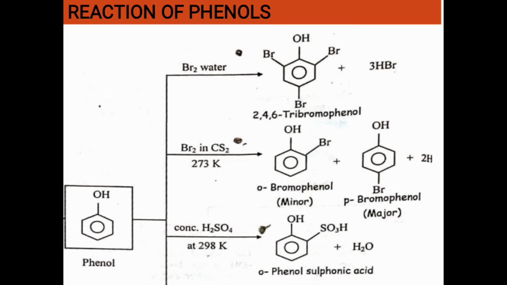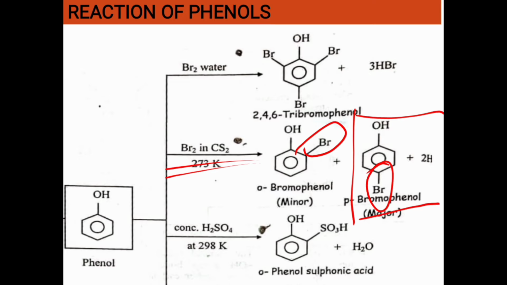Now the reaction of phenol. When phenol reacts with bromine water, both the ortho positions and the para position are occupied, resulting in the formation of 2,4,6-tribromophenol. As bromine is an ortho and para directing group, in the second reaction we can see this bromine is directed towards the ortho and para positions, but the major product for any ortho and para directing group is always the para product.